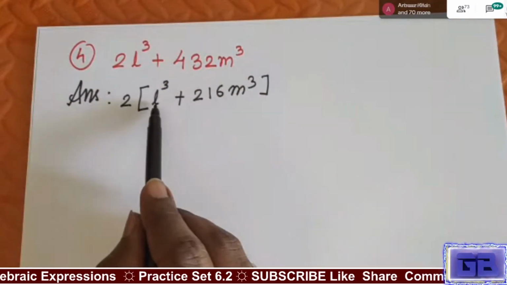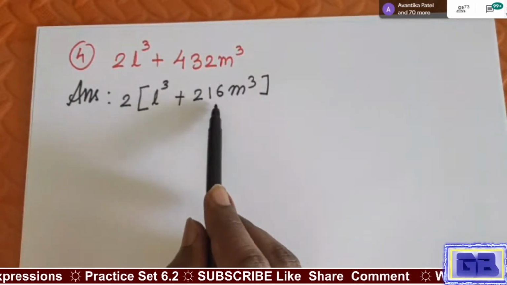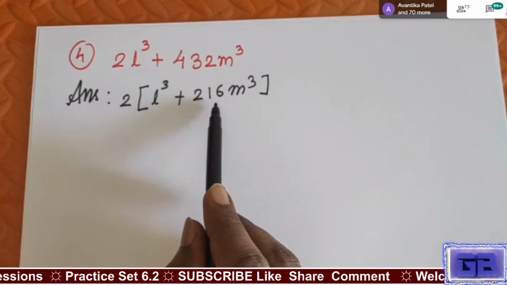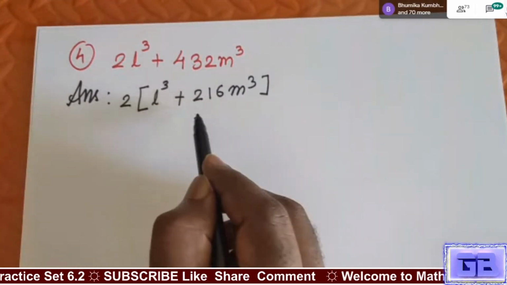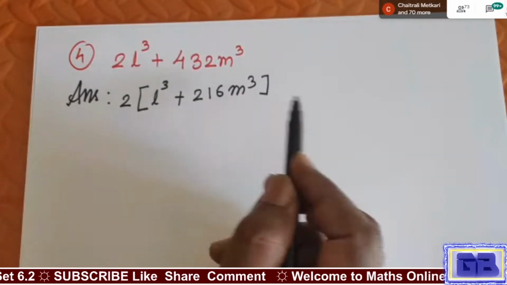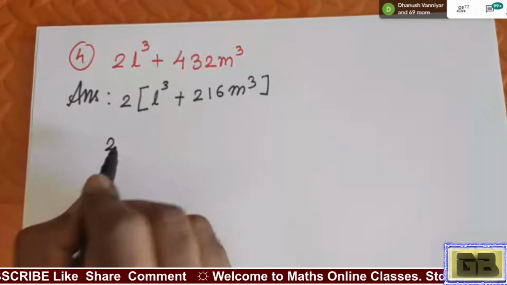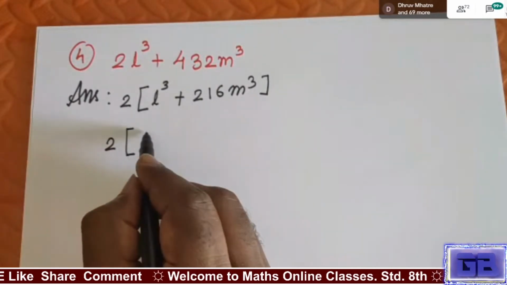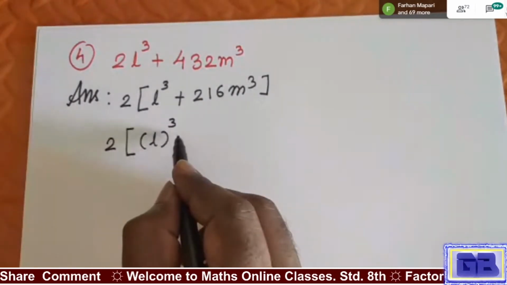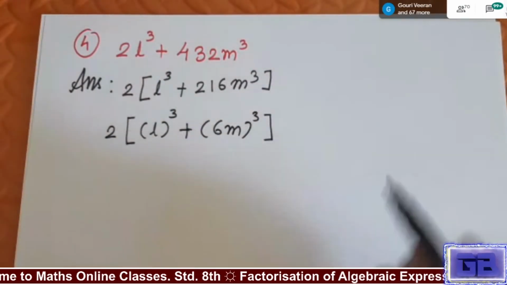Now here only l cube is there, and we know 216 is the cube of what? It's the cube of 6. 6 6s are 36, 36 into 6 is 216. So we will write down l cube as it is, in a square bracket, simple bracket, l cube plus, in bracket 6m, bracket cube, close this square bracket.